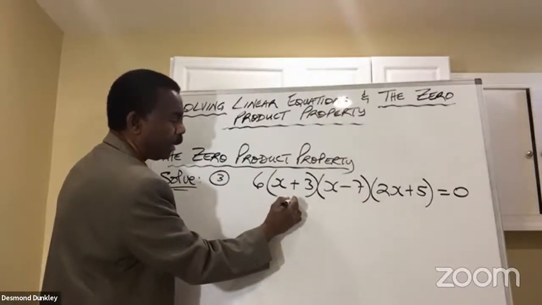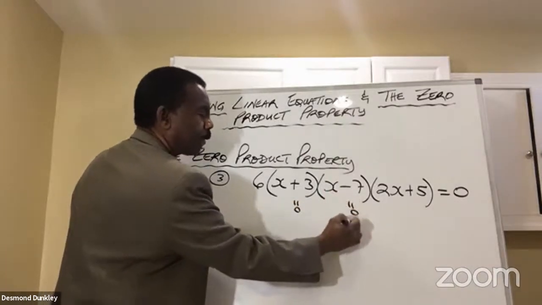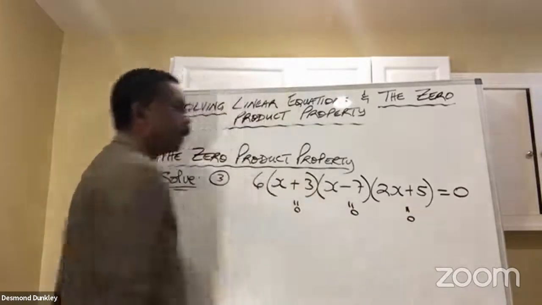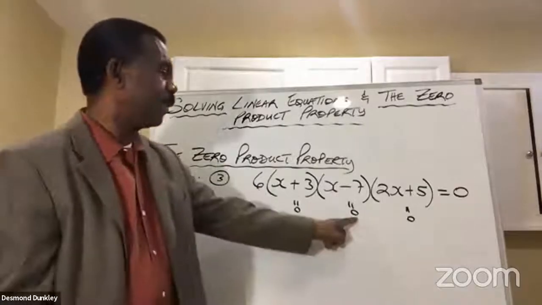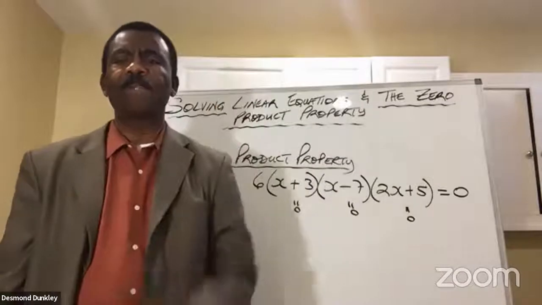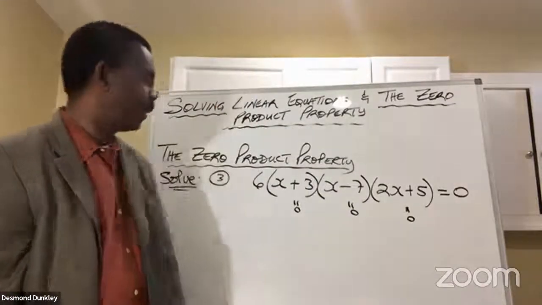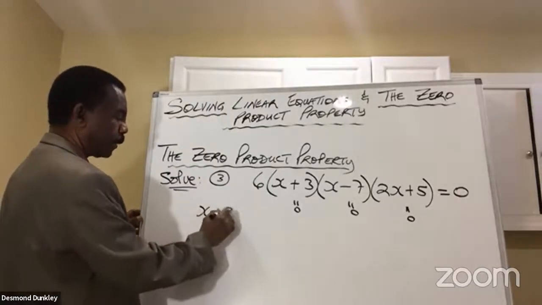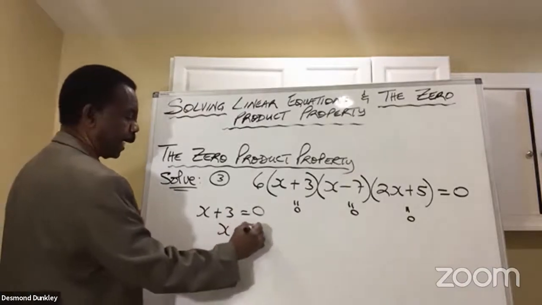x plus 3 equal to 0. x minus 7 equal to 0. And 2x plus 5 equal to 0. Put this equal to 0, solve it. Put that equal to 0, solve it. Put that equal to 0, solve it. And there you get your three equations. Yes, that's what you do. Let's go. It implies that x plus 3 equal to 0. We end up with x equal to negative 3.